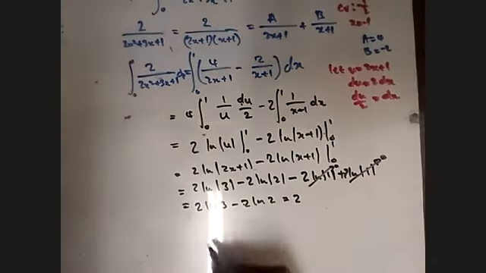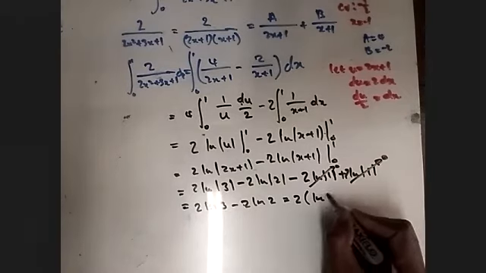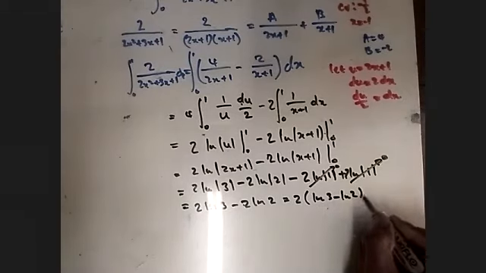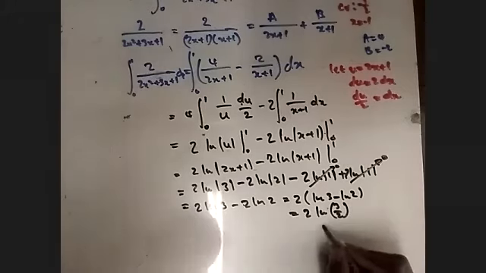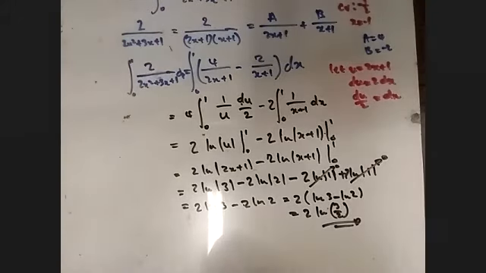We take out 2 as a common factor: ln 3 minus ln 2. This becomes 2 ln of 3 over 2. This is my final answer: 2 ln of 3 over 2.